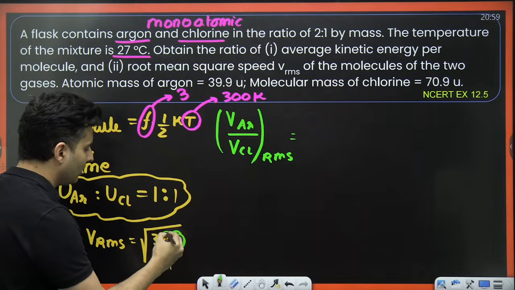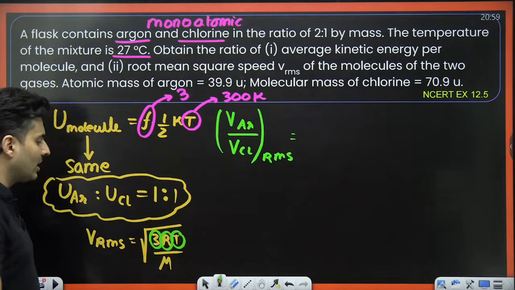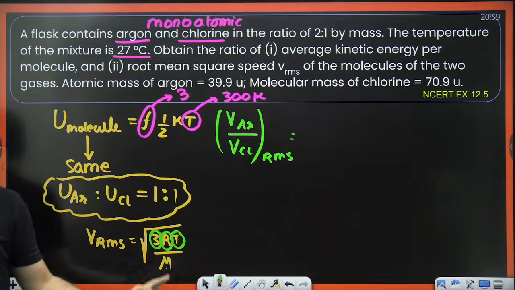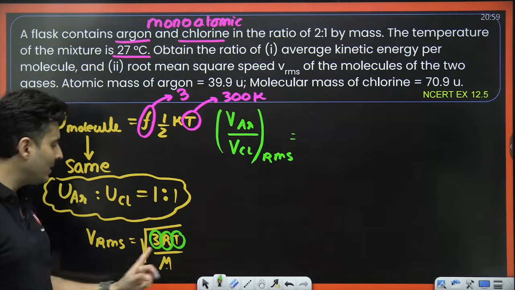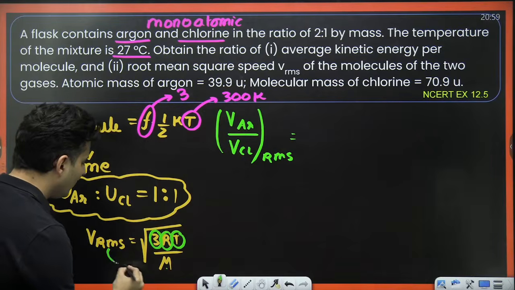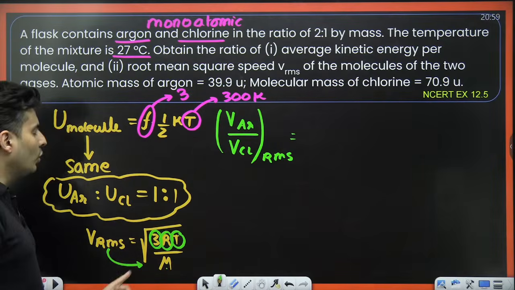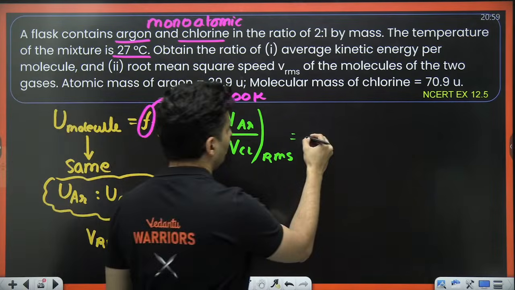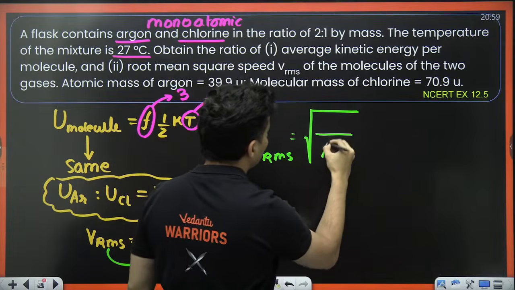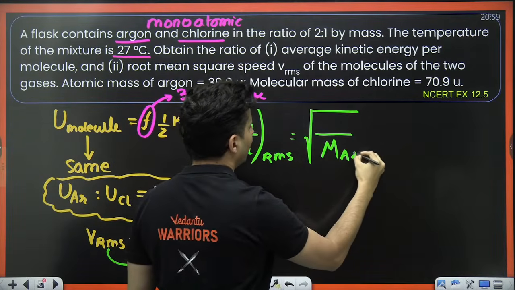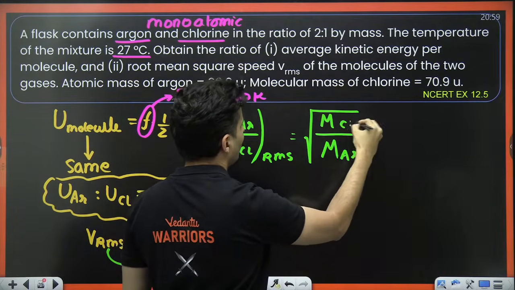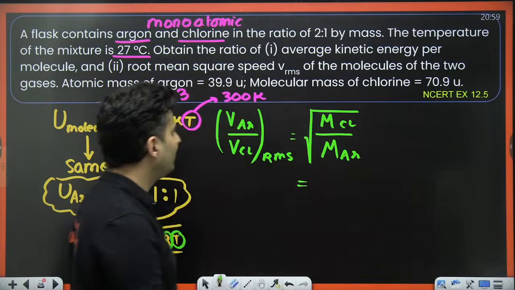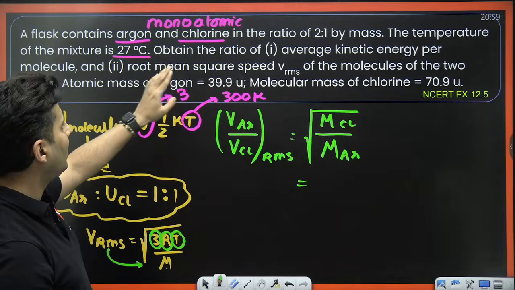R is a constant, don't bother about it. 3 is also the same. The only thing which is different is M. So this will be inversely proportional to root of M. So the molecular mass of argon here and the molecular mass of chlorine over here. Is that given to me? Chlorine and argon?